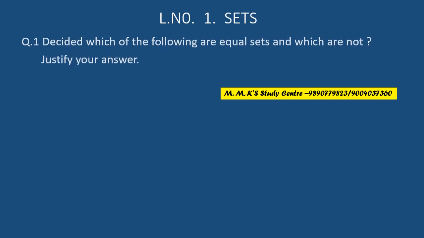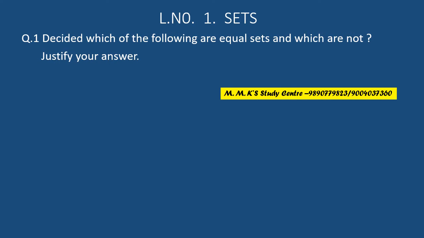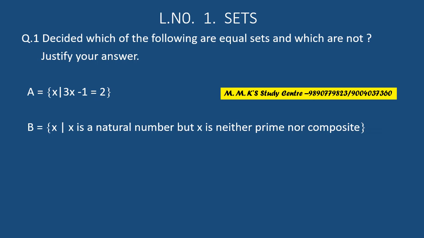Question 1. Decide which of the following are equal sets and which are not. Justify your answers. So here sets are given. Set A is equal to {x such that 3x minus 1 is equal to 2}. B is a set of x such that x is a natural number but x is neither a prime number nor a composite number. And C is a set of x such that x belongs to natural numbers and x is less than 2. So these are the three sets. We have to decide which are equal to each other.